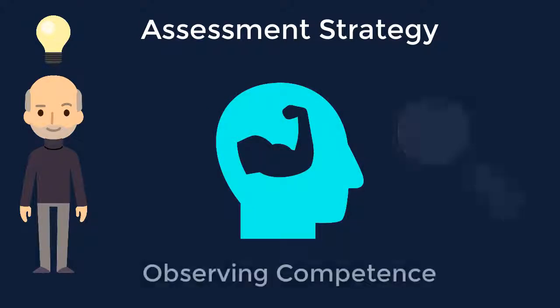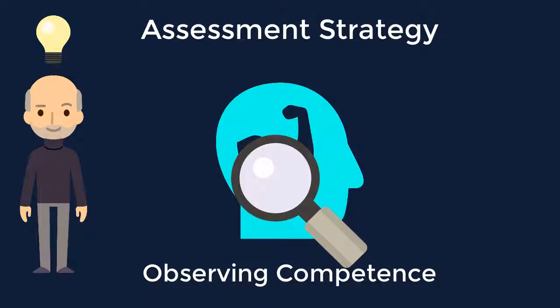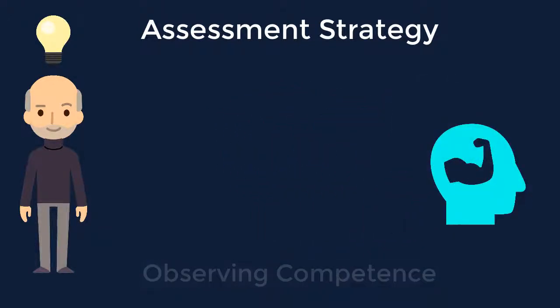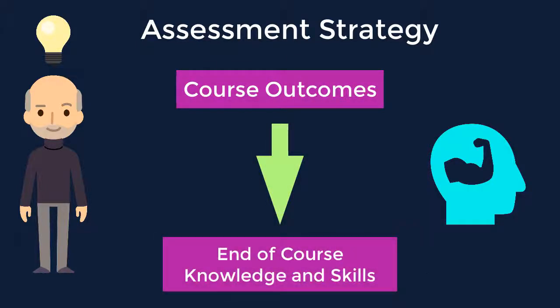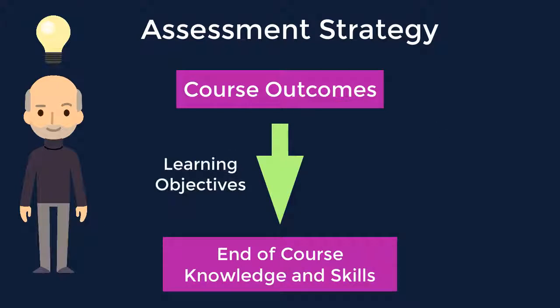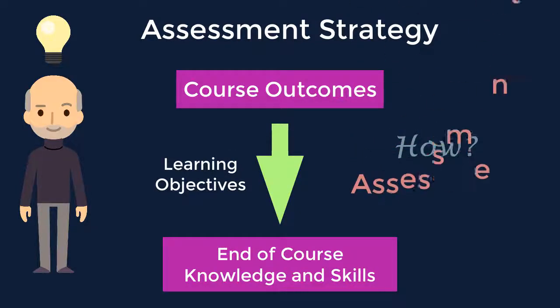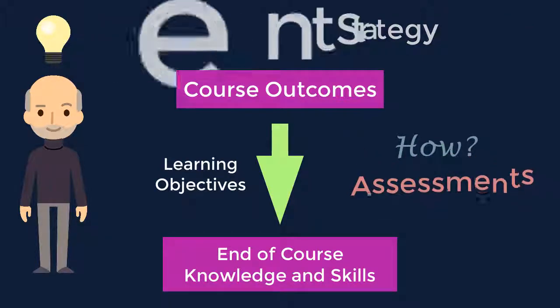Think of your assessment strategy as a means to observe your students' competence. The course outcomes tell them where they will end up when the entire course is done. The learning objectives tell them what they need to do along the way to get there. Finally, the assessments tell them how to make the journey in a way that you can measure.